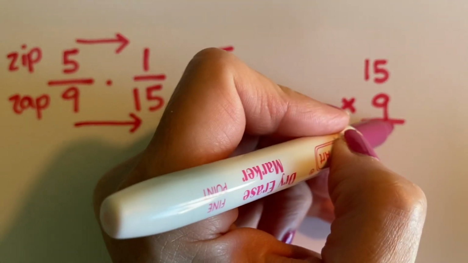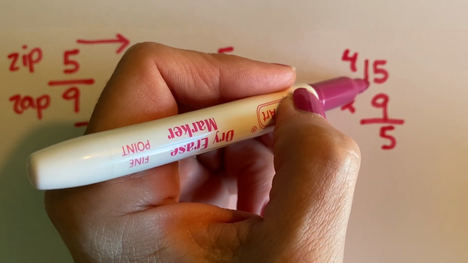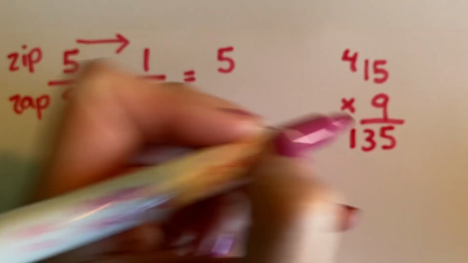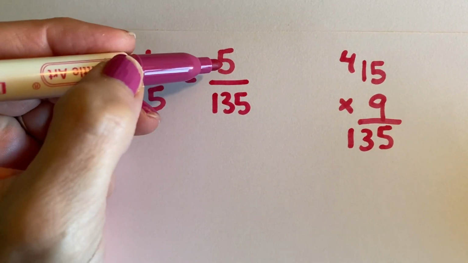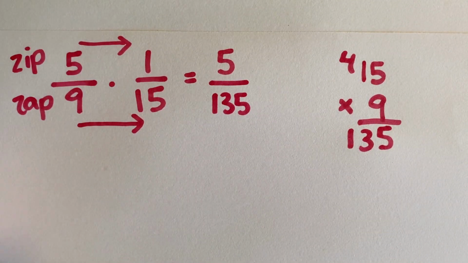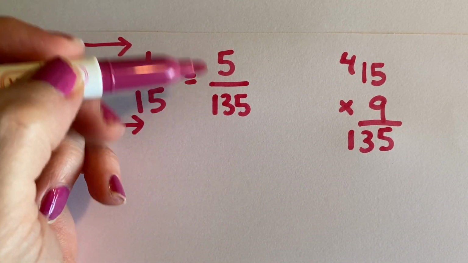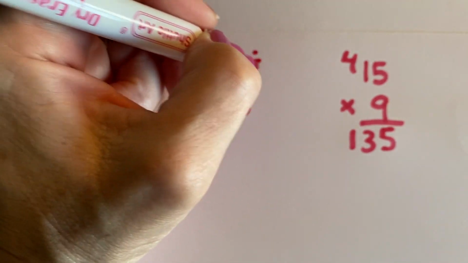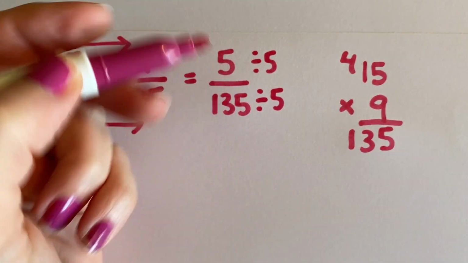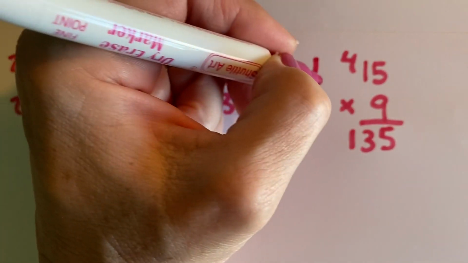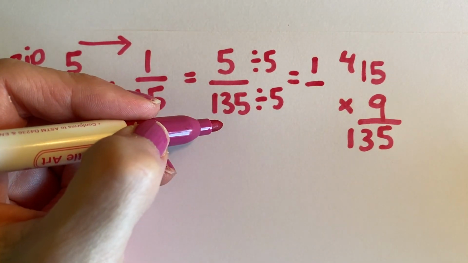5 times 9 is 45. Carry that 4 up. 9 times 1 is 9. Plus 4 is 13. So 135 on the bottom when we zap. And so there's my answer, 5/135. Now, it is proper, so that's a good sign. We don't have to mix it, but I think I could reduce by dividing the numerator and denominator by 5. So 5 divided by 5 is going to equal 1. And 135 divided by 5, well, I might have to do some side work there.